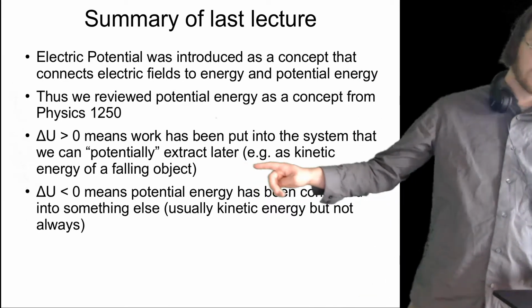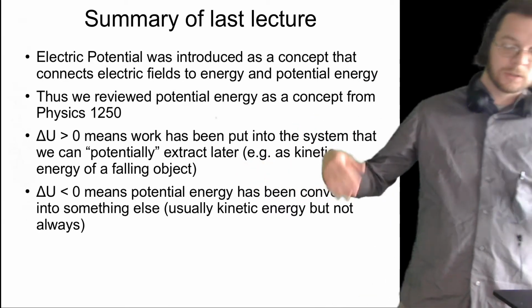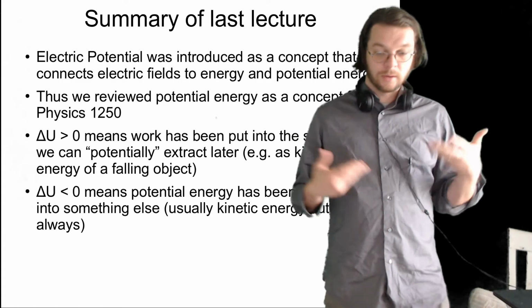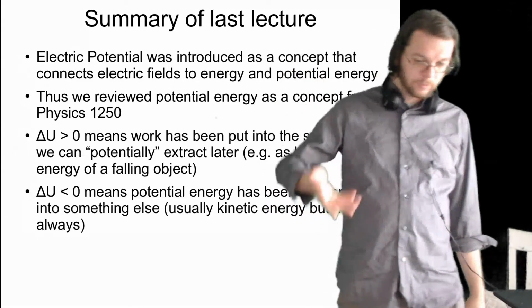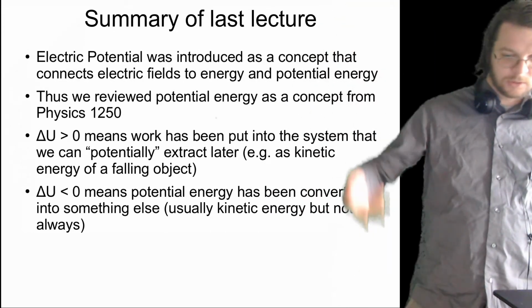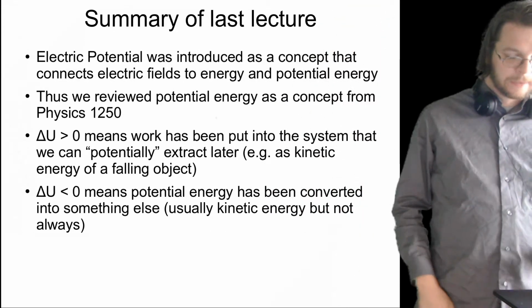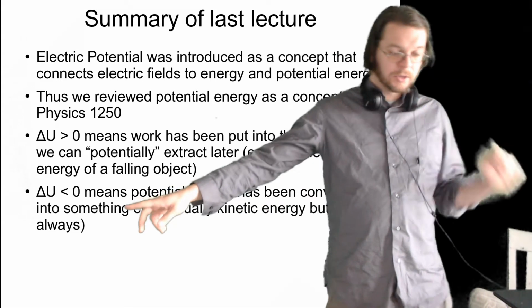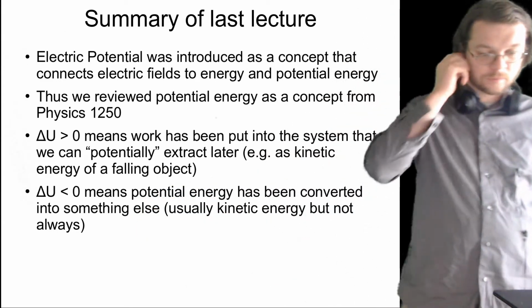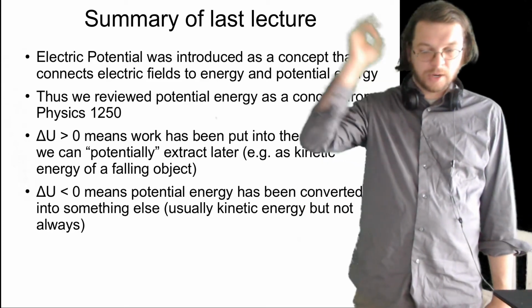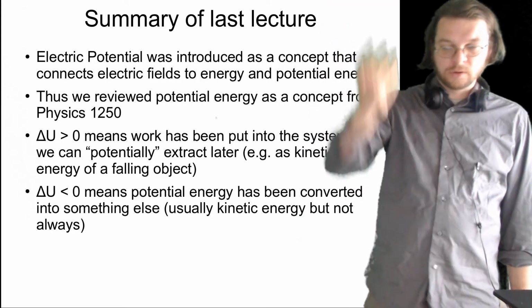What that essentially means is that if the potential energy is increasing, we're doing something in the system so that we should be able to get energy out of it later. The classic example is if we're raising the height of some object, we're increasing its gravitational potential energy. If the change in potential energy is negative, which is a little bit abstract, that means we've taken that potential energy and converted it into something else.